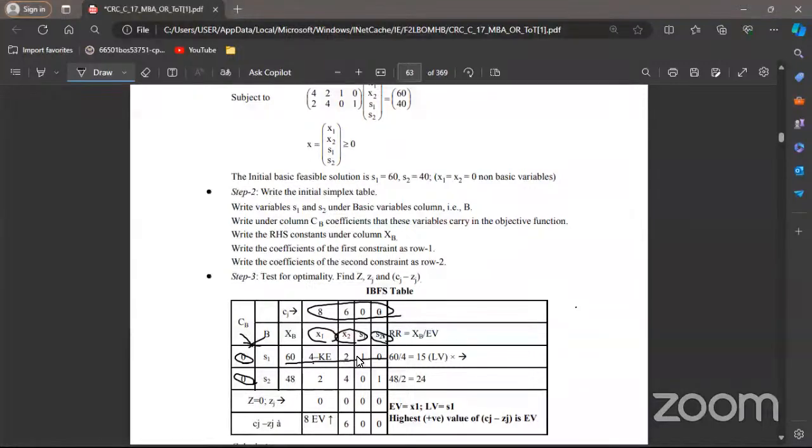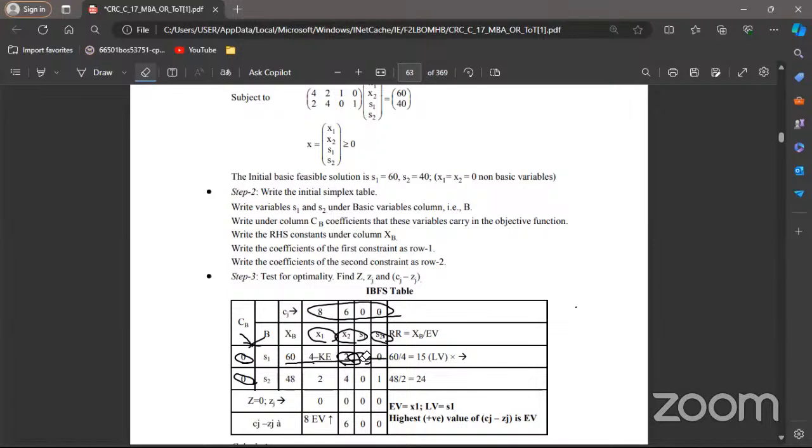Isn't it 4x1 plus 2x2? I am able to tell that because these are the numbers which we have entered. See, these come from the constraints. The first constraint we have to enter here. Okay, second constraint we have to enter in the second row. Is it clear? Yes, madam.